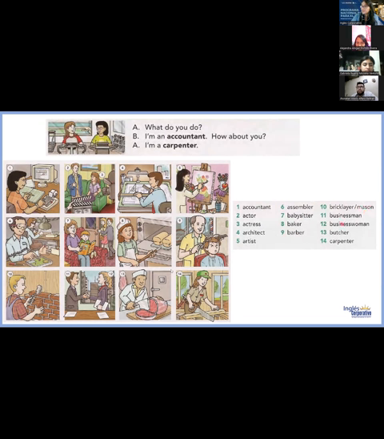Then we have the businessman, el hombre de negocios, right, so the man. Si estamos hablando de girls, vamos a utilizar businesswoman. And then we have the butcher, that it is the carnicero, right. Then we have the carpenter. No sé si hay dudas or questions about the words, the vocabulary that we study, guys.